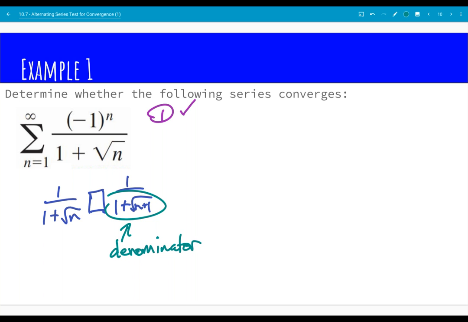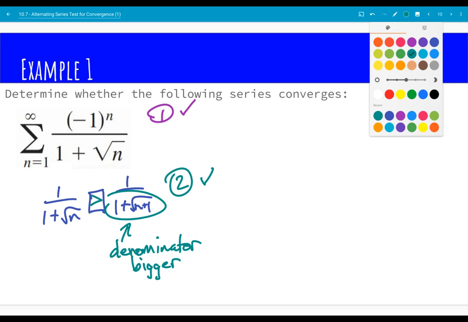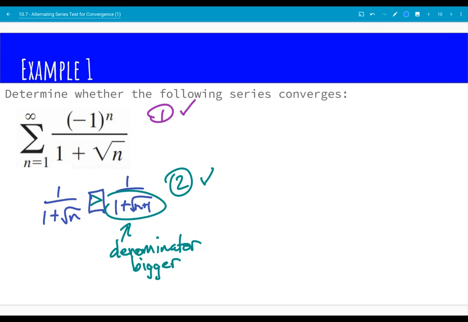And when we divide by a bigger number, we're going to get a smaller number. So that means that as n is getting bigger, the terms are getting smaller. So our second condition is also true. The third condition that we need for the alternating series test is that the limit of the terms as n gets really big, and again, we're just looking at the absolute value of the terms, this needs to go to 0. And that's the case.